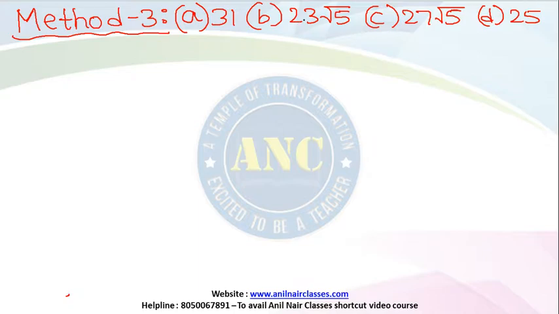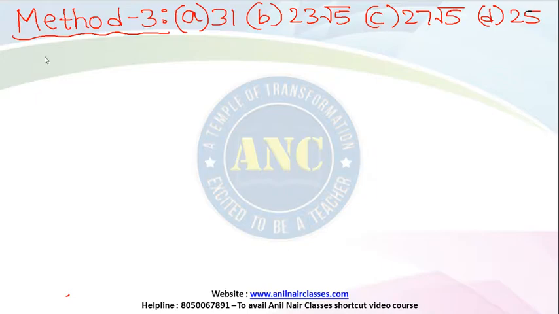Second option is 23 root 5. Root 5 is greater than 2, because root 4 is exactly equal to 2. Root 5 is slightly greater than 2. In fact, approximately root 5 is 2.2. So 23 into 2 is greater than 46. So 31 and 46 are pretty far from each other. 27 root 5: 27 into 2 is 54. 31, 46, 54, 25, all these are very far from each other. So I can use the concept of approximation.